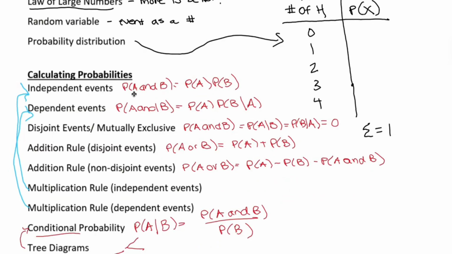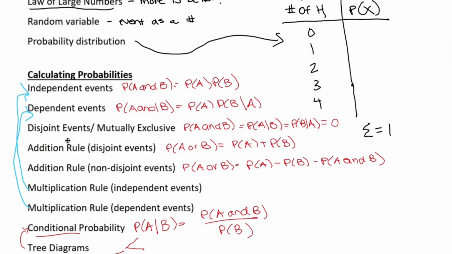Independent events: if we are trying to find, for example, the probability of A and B, and A and B are independent of each other, which means they are not going to affect each other, right? Their outcomes won't impact the other's outcome. Then we simply multiply them together. If they are dependent, then we use the probability of A times the probability of B given A. This straight bar right here means given.